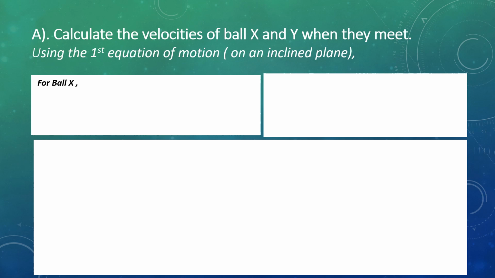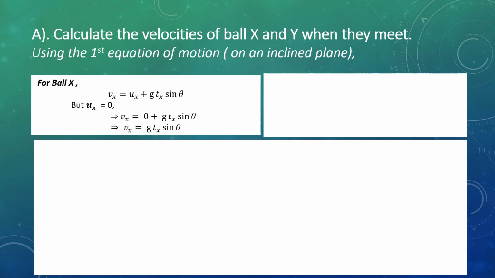So for ball X, Vx is equal to Ux plus g Tx sine theta. Here the acceleration due to gravity is positive because the ball is moving downwards, and Earth's gravity acts downwards, so it supports the motion. But Ux is equal to 0, so let's put that in our equation. Vx is equal to 0 plus g Tx sine theta, so Vx is equal to g Tx sine theta.